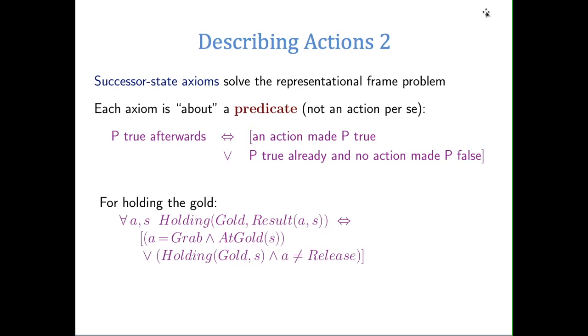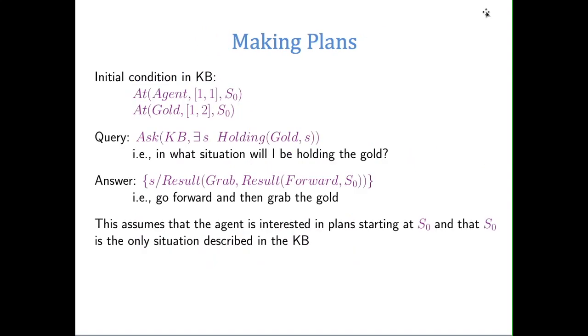So for instance, here's a successor state axiom for holding the gold. For all actions A and situations S, holding gold as a result of A and S is the same as the action equals grab and at gold S, or we're holding the gold at S and we haven't released the gold.